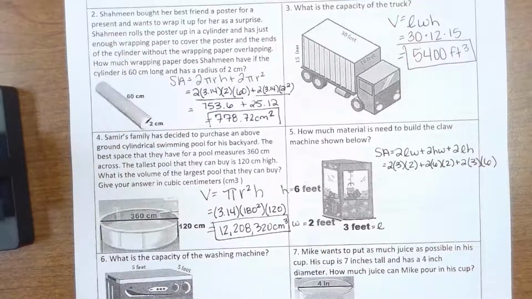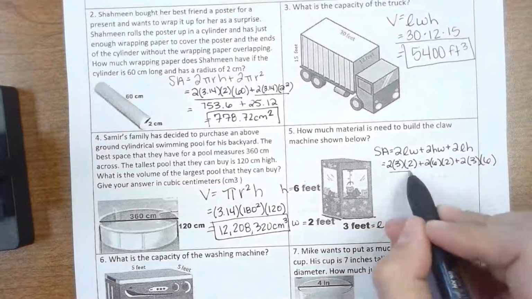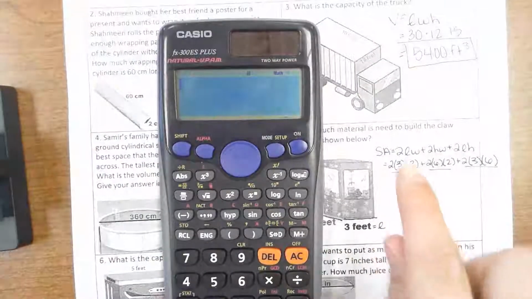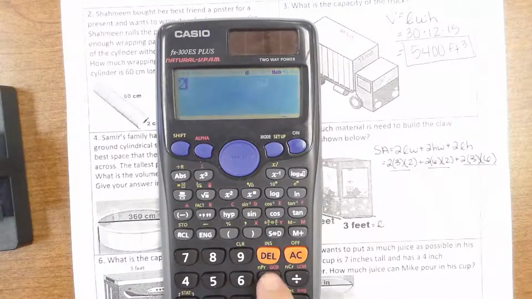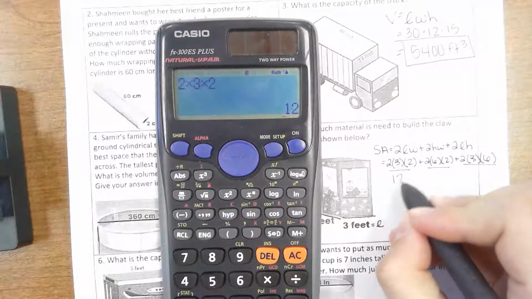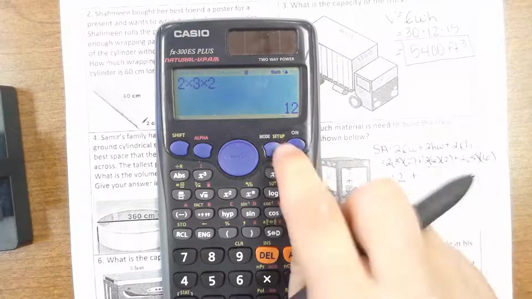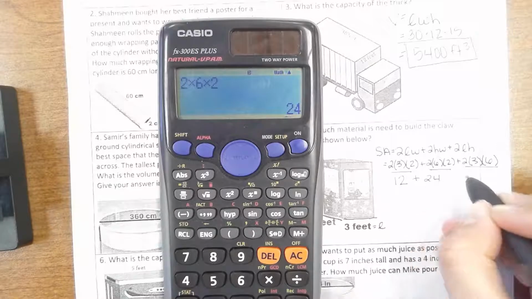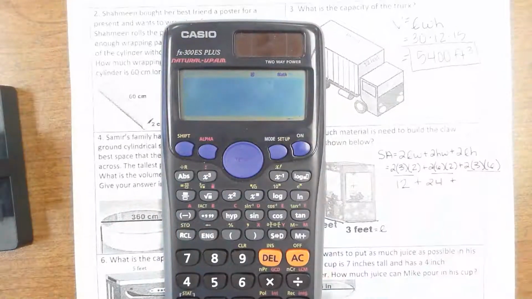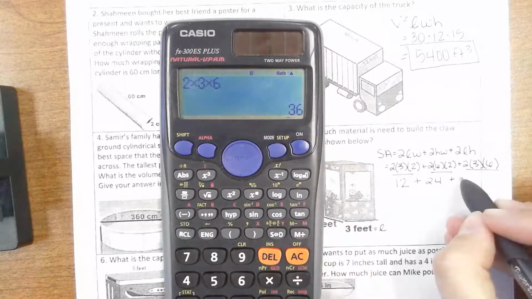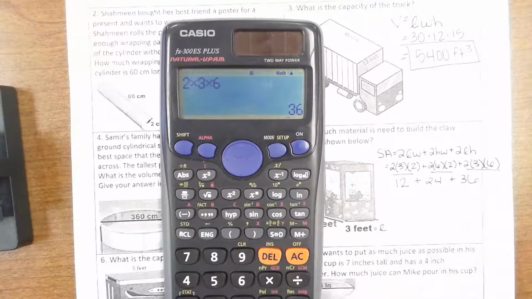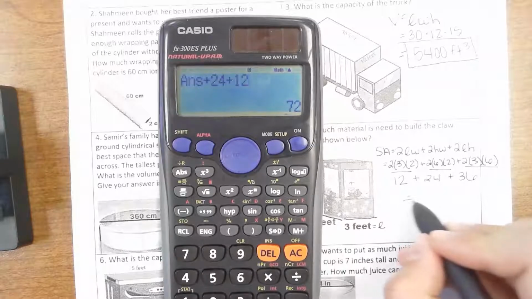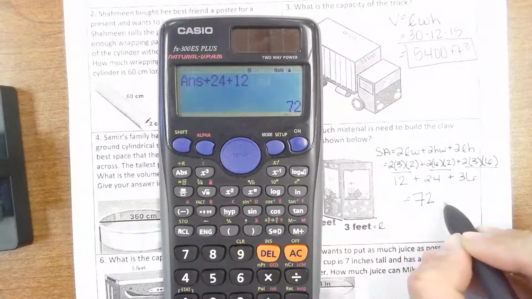Alright, and remember, thinking of PEMDAS, you must multiply these 3 things first before you start adding them. So 2 times 3 times 2 is 12. Bring down the plus sign. 2 times 6 times 2 is the second part, which is 24. And then the last part, 2 times 3 times 6, which gives us 36. So our last step is to add all of those numbers together, and we get a total surface area of 72 square feet.